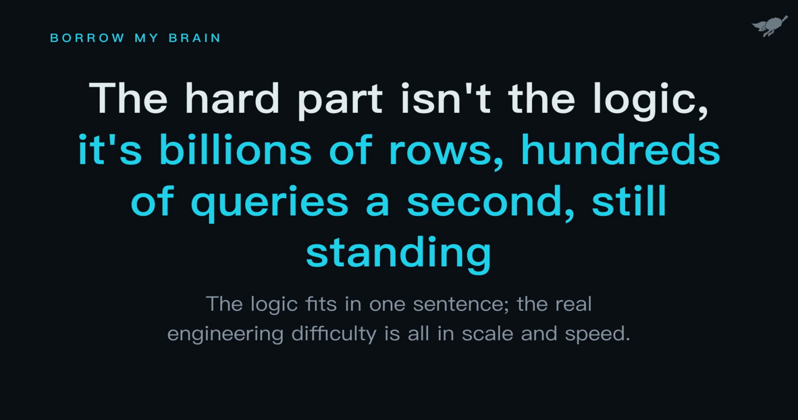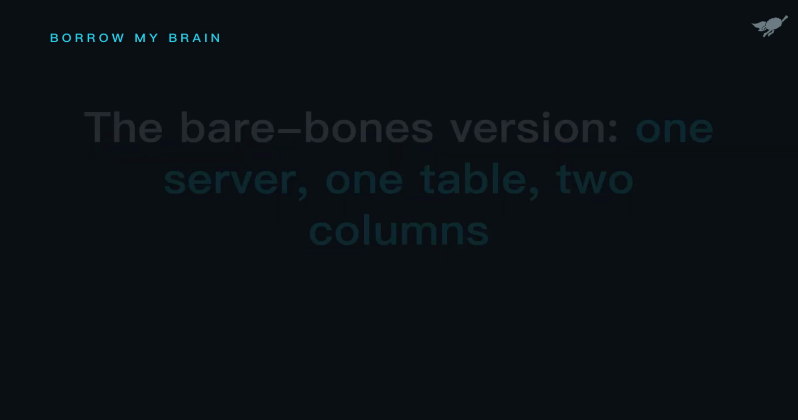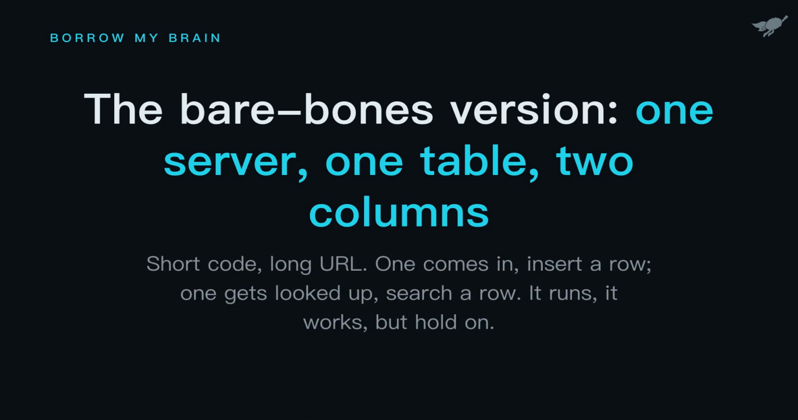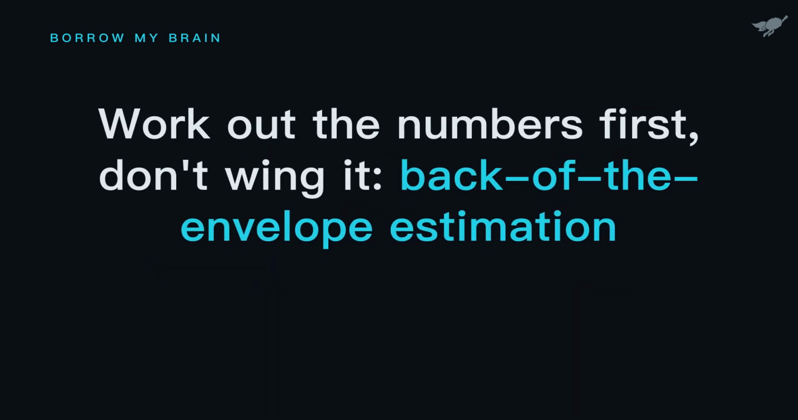Let's build the most bare-bones version first and see when it buckles. 1 server, 1 database, 1 table, 2 columns. Shortcode, long URL. 1 comes in, insert a row. 1 gets looked up, search a row. It runs. It works. But you've got to work out the numbers first.